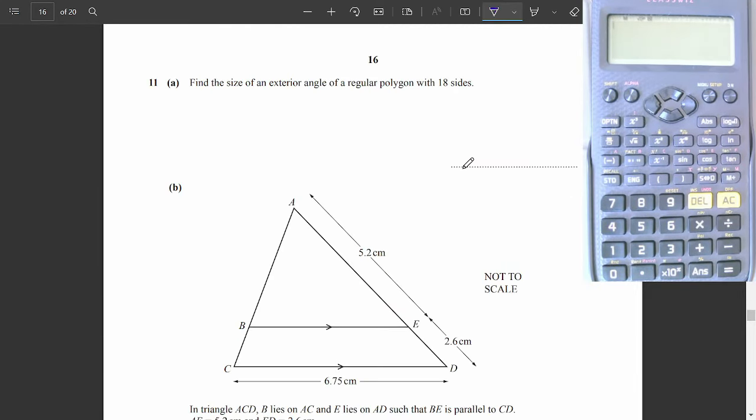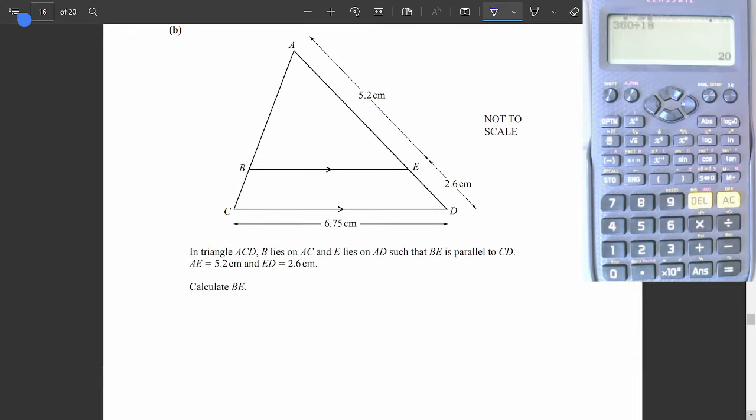Good luck. Question 11a. The main thing we need to remember is that the exterior angles of any polygon always add up to 360 degrees. So if we want to know what one angle is, we need to divide by 18. Easy as that. 360 divided by 18, and the answer is 20 sides. Show your working out. That counts 1 mark, and then 20 counts another mark.